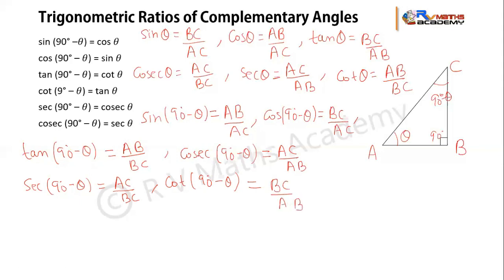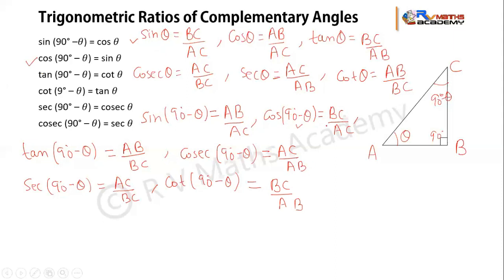Now, you can see here that sine theta is equal to BC upon AC, and cos 90 degree minus theta is equal to BC upon AC. So we can see that sine theta and cos 90 degree minus theta are the same. So it means we can write cos 90 degree minus theta is equal to sine theta. So we have got this relation.